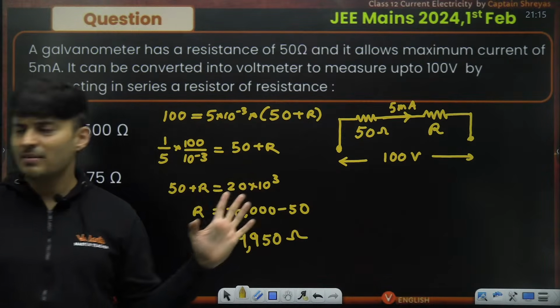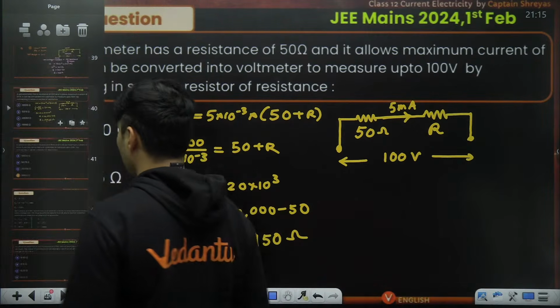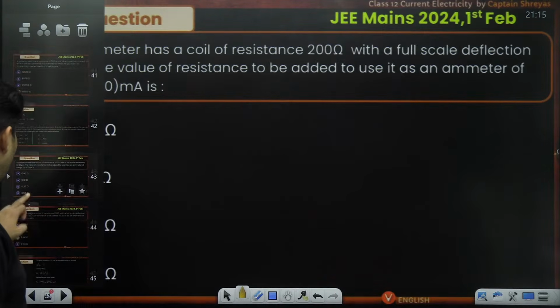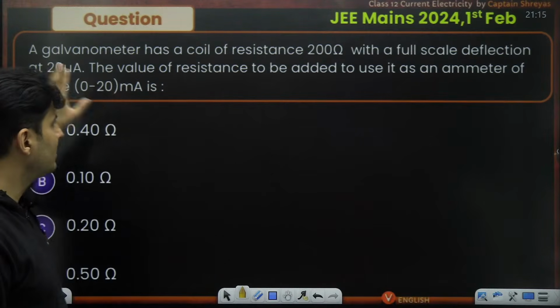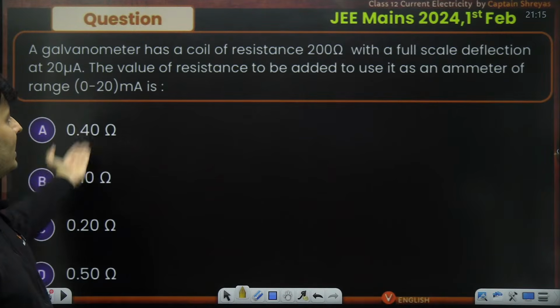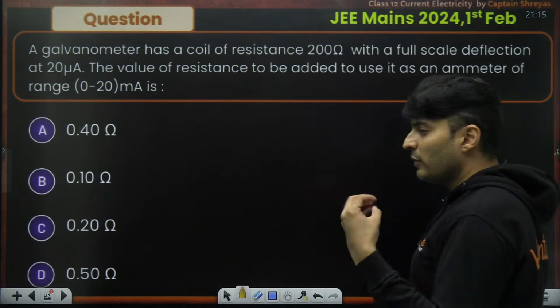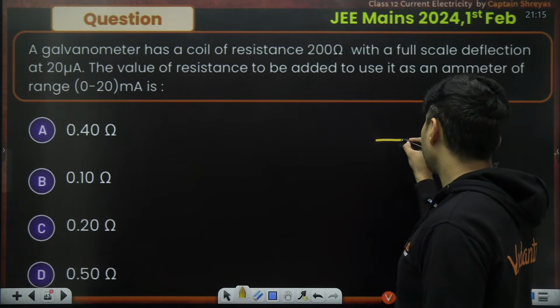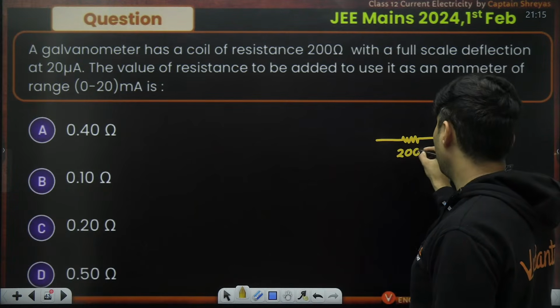Cool. Very simple, direct questions. Within half a minute, you can solve these kind of questions if you have solved it before. Let's do one more question coming up on your screen. A galvanometer, some resistance, full scale deflection. You want to convert it into an ammeter. What is the shunt resistance you need for that ammeter? So if you want to convert it into an ammeter, you will have a galvanometer whose resistance is 200 ohms.